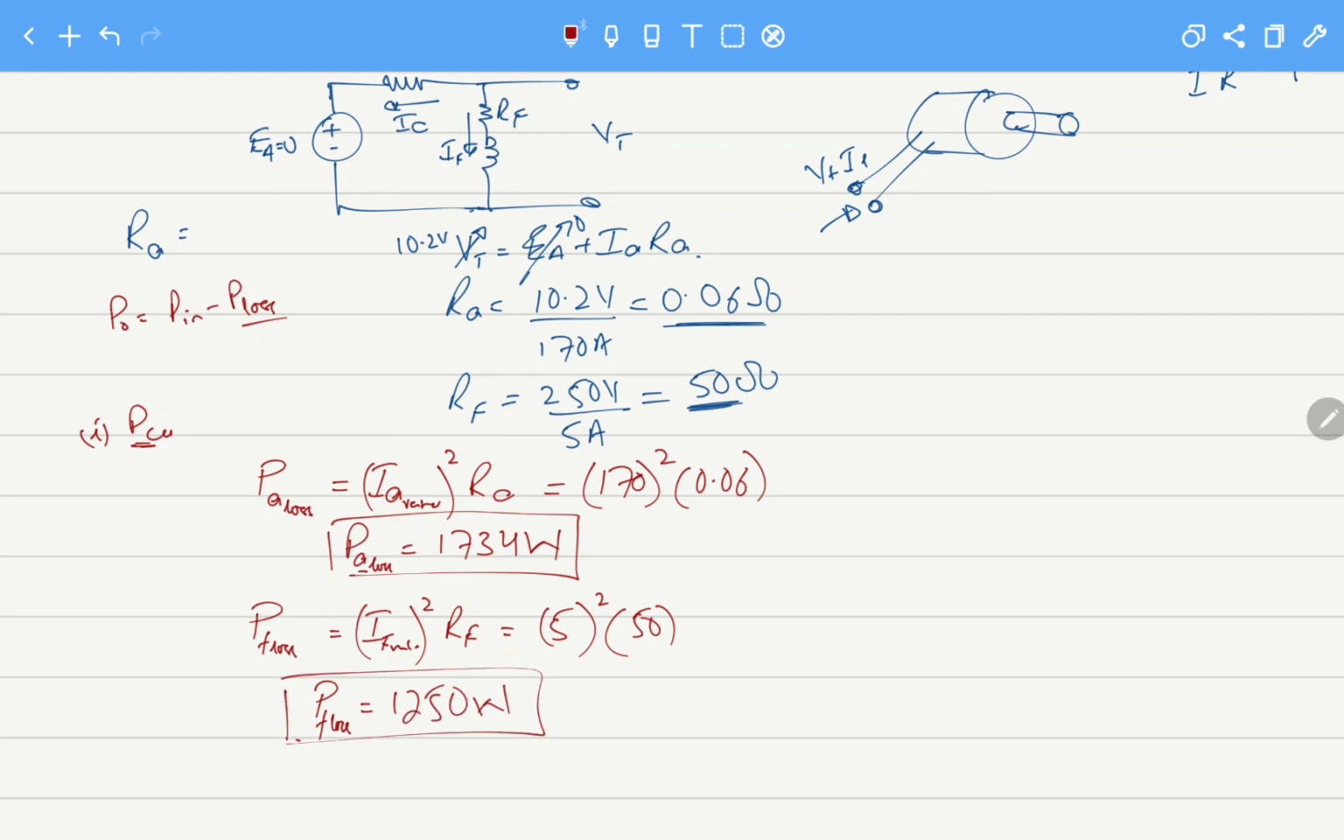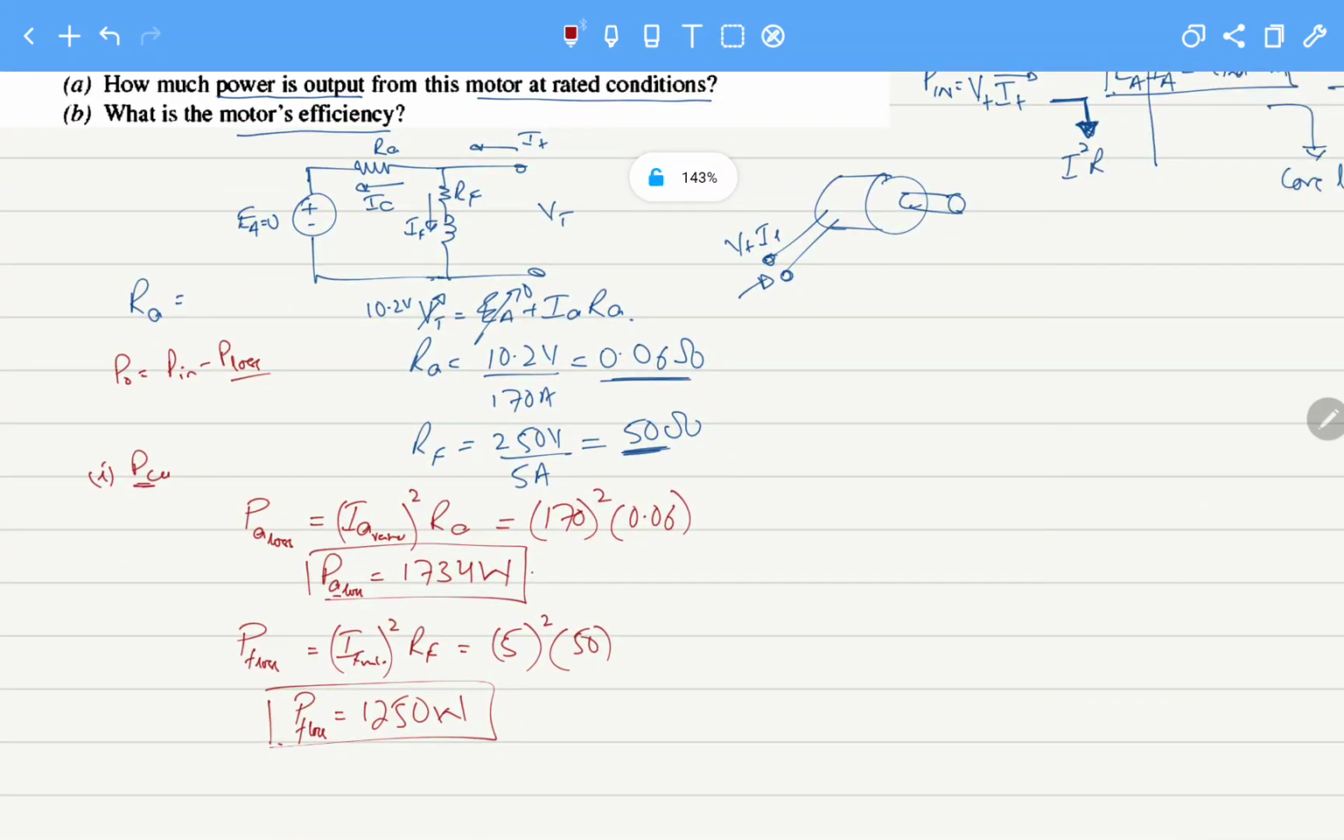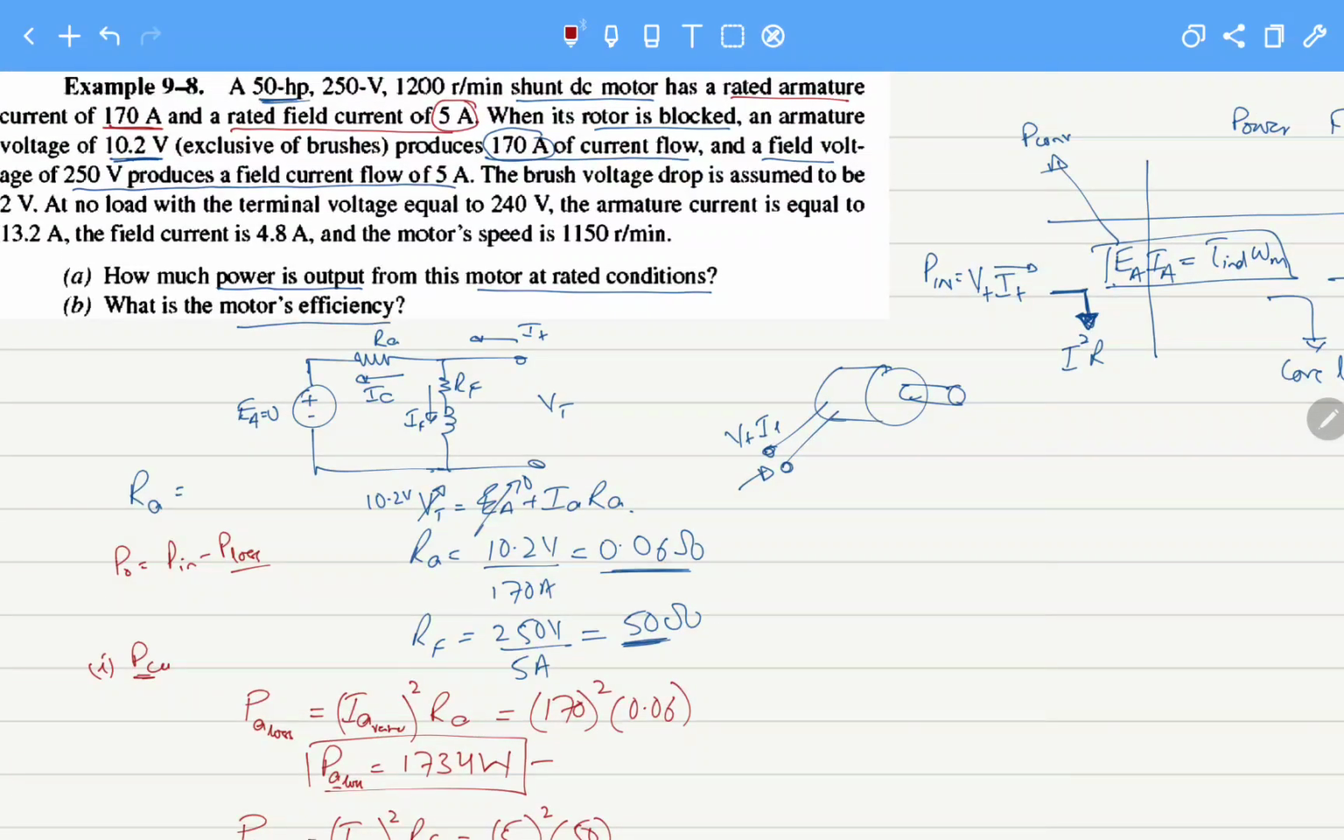So we have the total core losses in the machine equal to this. But there is another important aspect: the brush voltage drop is assumed to be 2 volts. So this is another kind of loss. Sometimes it is mixed with the copper losses, but in here he has separately mentioned the brush voltage drop. Which brushes is he talking about?